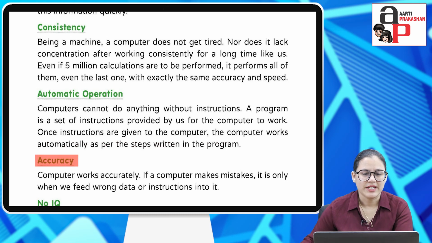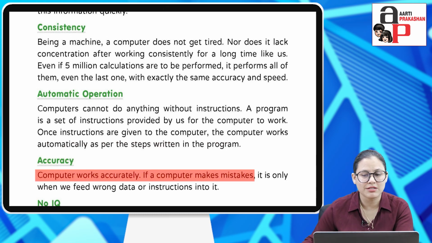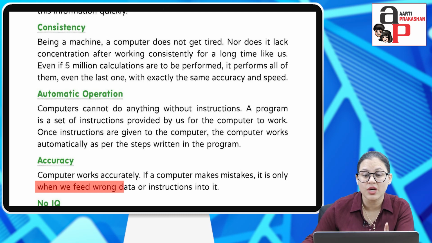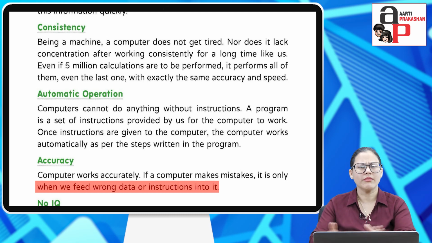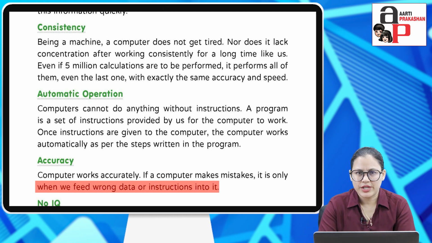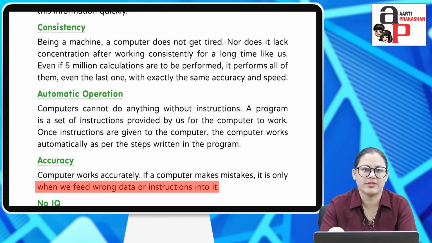Next, accuracy. Computer works accurately. If a computer makes mistakes, it is only when we feed wrong data or instructions into it. Whenever we do calculations, we make some mistakes, but computer never makes any mistakes. Yes, sometimes it makes mistakes, but only when we provide it wrong data or instructions. Otherwise, it gives accurate results.